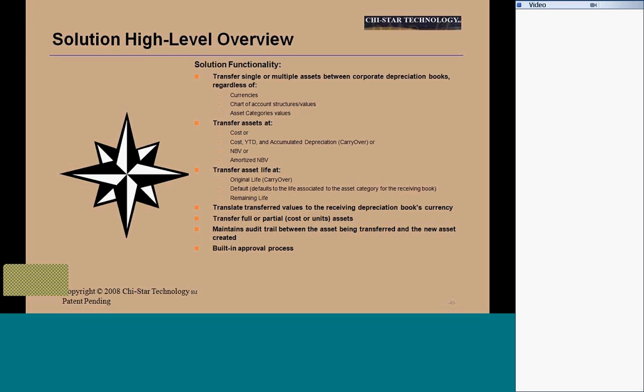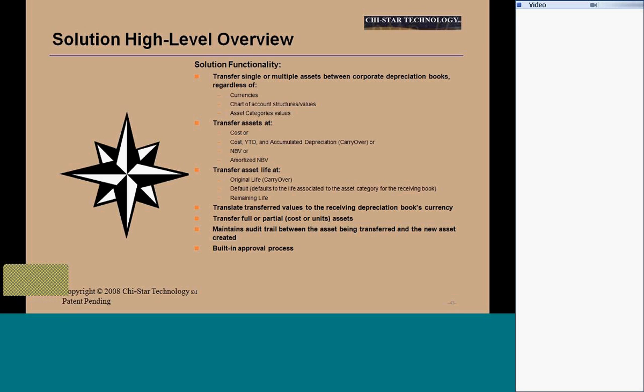Some of the benefits of this solution is that within one form, you could transfer a single or multiple assets between your corporate books, regardless of currency, regardless of chart of account structure and values, and regardless of the asset category values.